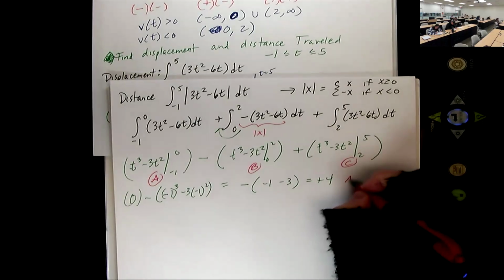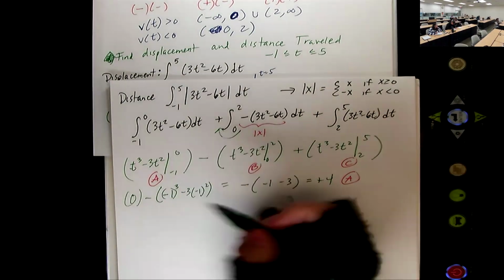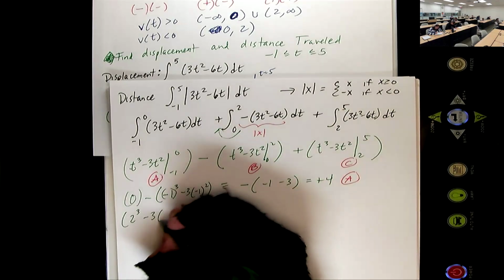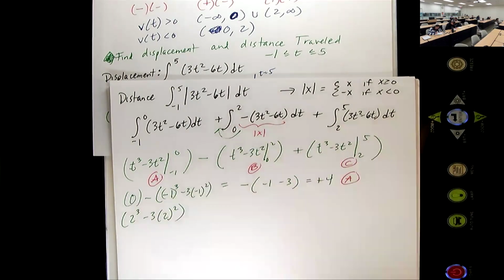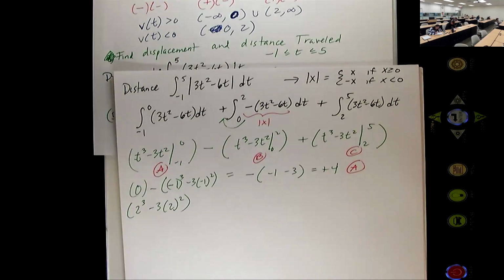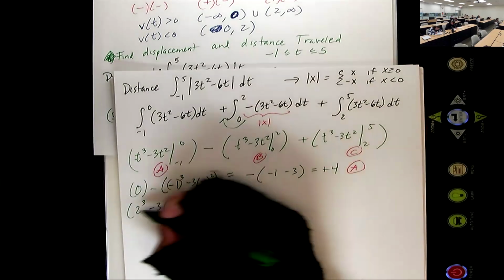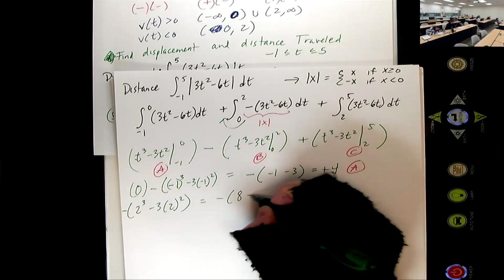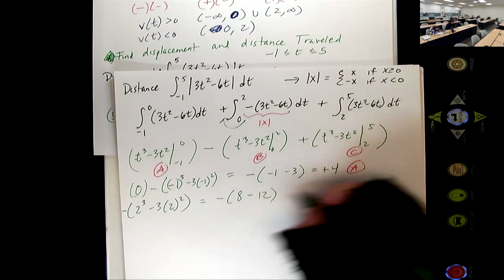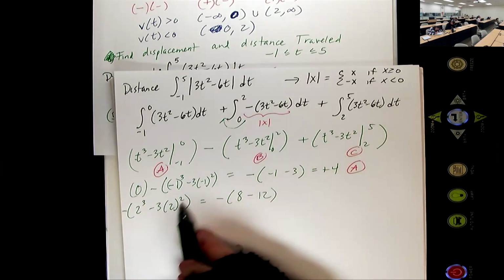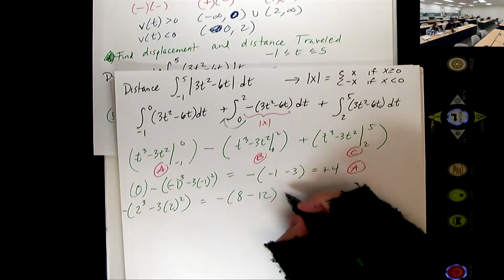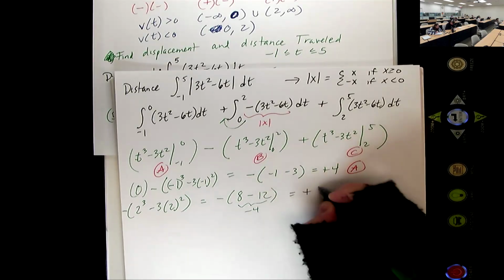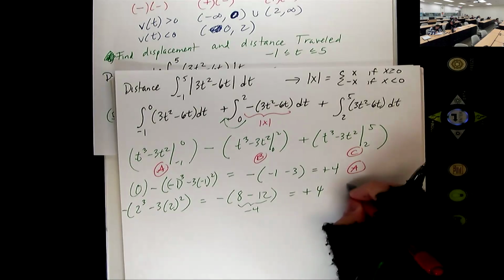So this was A. B is gonna go 2 cubed minus 3 times 2 squared. And we're subtracting that. So -8 minus 12. 4 times 3 is 12. That's a -4 on the inside. This ends up being +4 also. That's B.